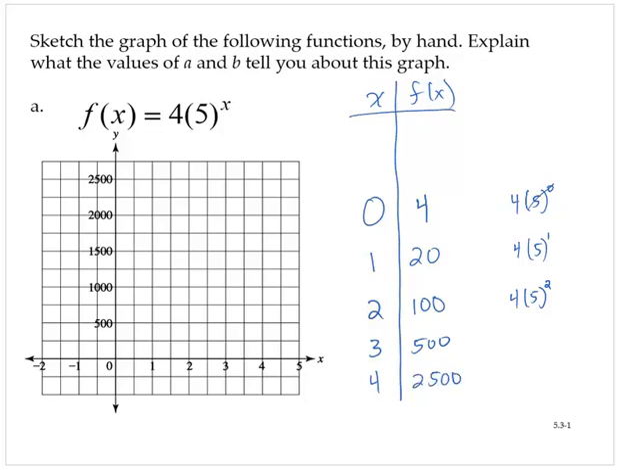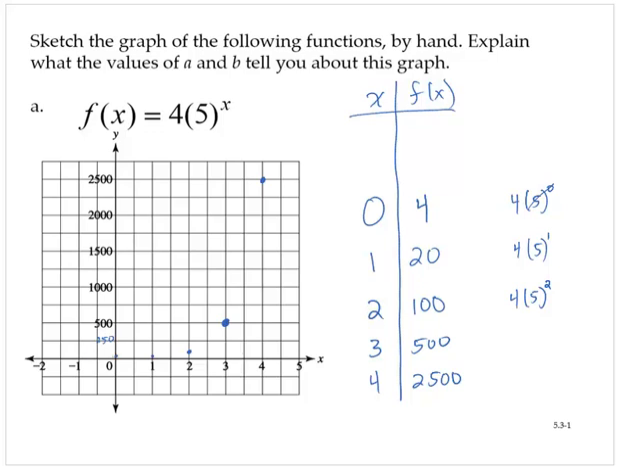Now we're given a grid here, and we're given some scale. And so some of these points are going to be tough to plot. Notice this marks 500, so that means that this is 250 here. So it's going to be kind of tough to plot some of these points, but we'll do our best. I'm going to plot 3, 500 first. That's the easiest point to plot. And then 4, 2500 isn't too difficult. 2, 100 would be about here. 1, 20 would be about here, and 0, 4 would be about here.